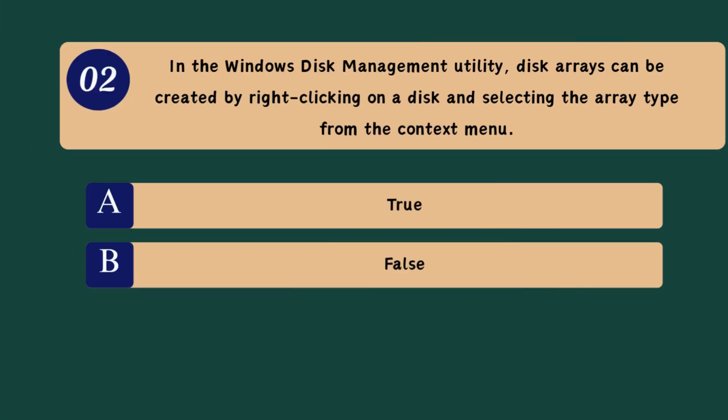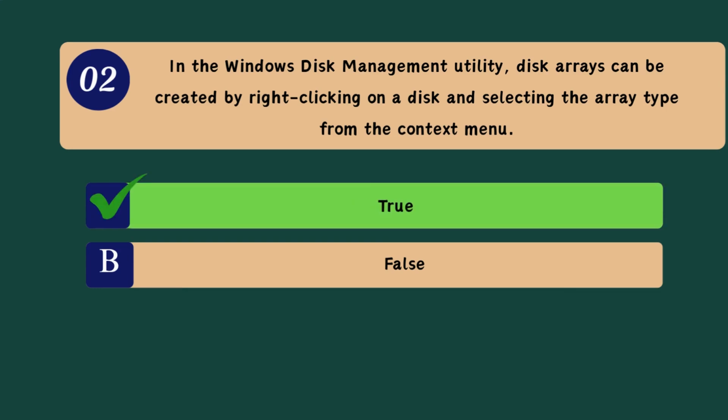Question 2. In the Windows Disk Management utility, disk arrays can be created by right-clicking on a disk and selecting the array type from the context menu. A. True. B. False.